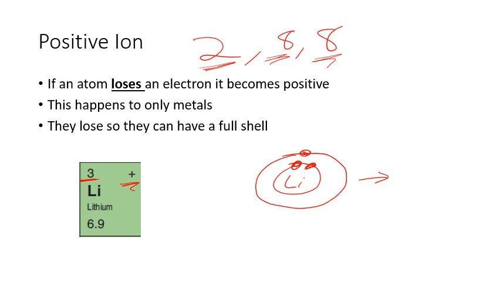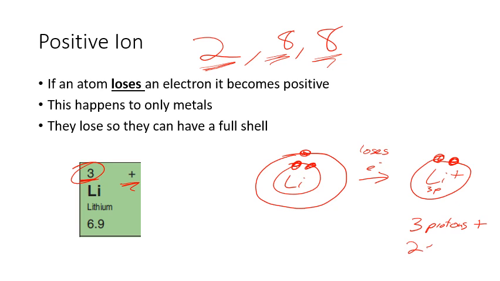So this one loses an electron. It always loses the outside electron first. It has 3 protons, and since it lost one of its electrons, it has 2 electrons in there. So it has 3 protons, which are positive, and now it only has 2 electrons, which are negative, so that gives it an overall charge of +1. And that's why we see it has that +1 charge right there.